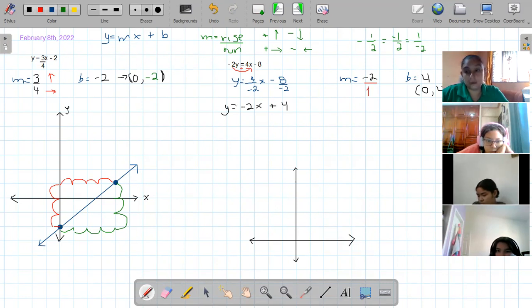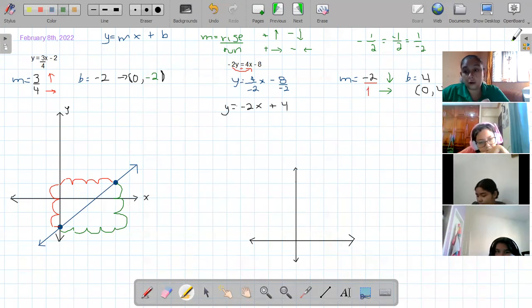And I'm ready now to find the rise and the run. In this case, my rise, up or down? Down, because it's negative. My run, right or left? Right, because it's positive. Very good. Okay, next step.